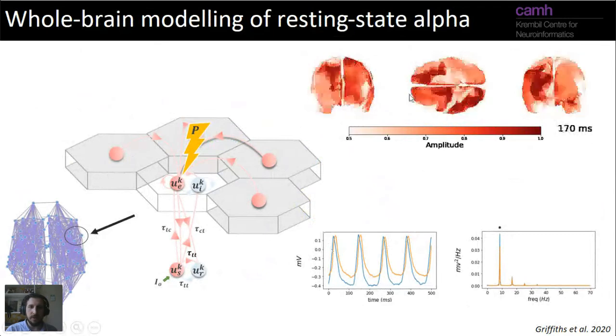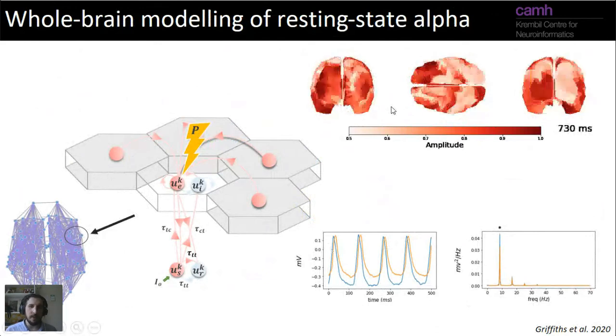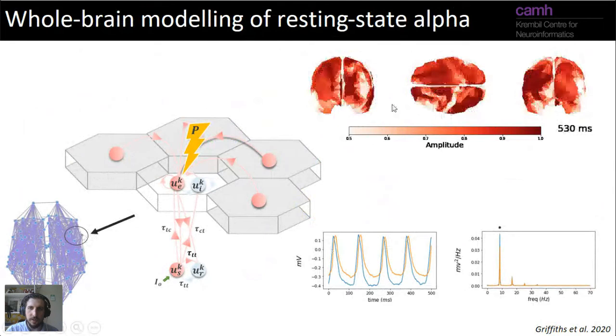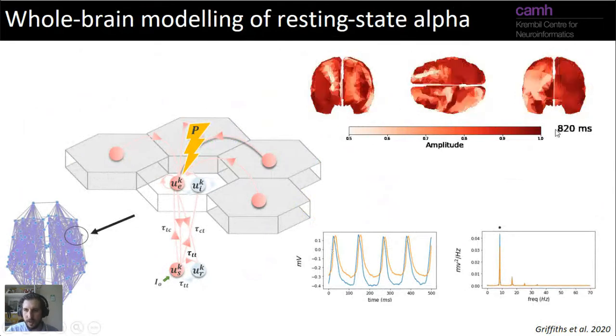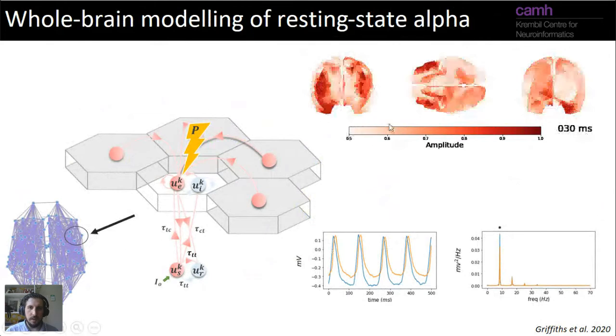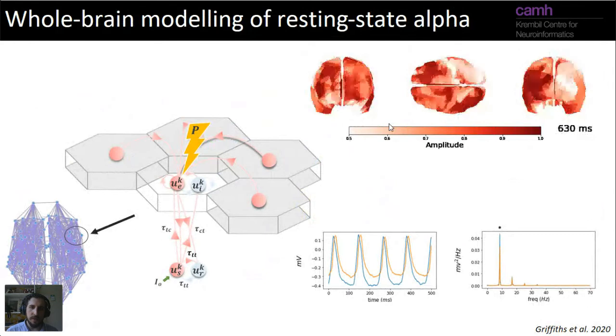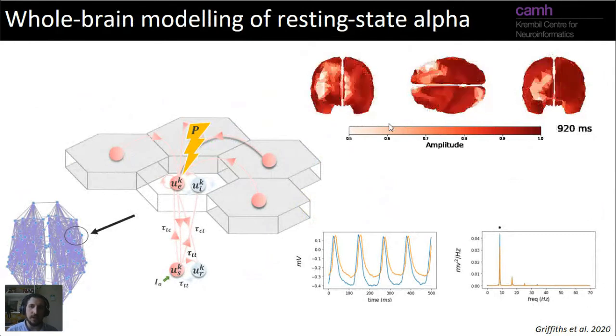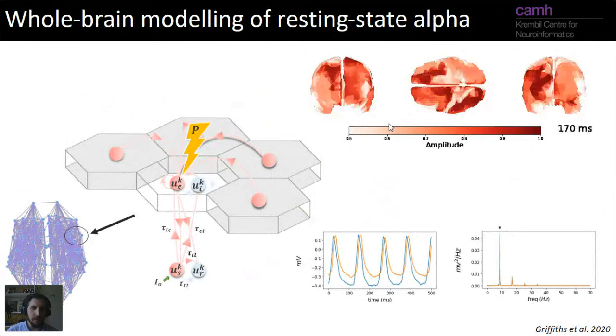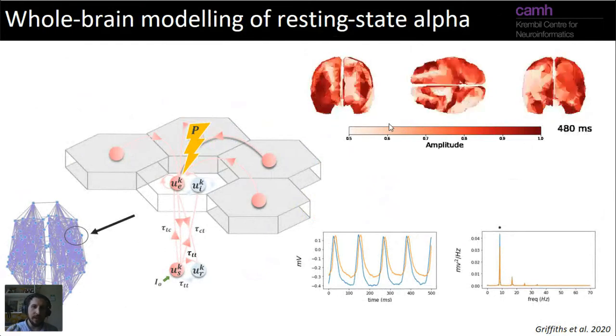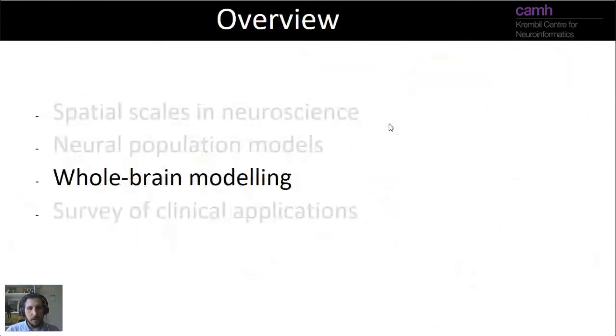The figure on the right-hand side is the activity generated by this connectome-based neural mass model when we run the simulation forward, and the activity of each of the nodes is painted on parts of the cortical surface. If you just track in time, they're not spatially uniform, so there's spatial structure there, but the majority of the oscillations are waxing and waning on the order of 100 milliseconds. So this is a connectome-based neural mass model of the alpha rhythm, which is the type of thing we can do with these models.